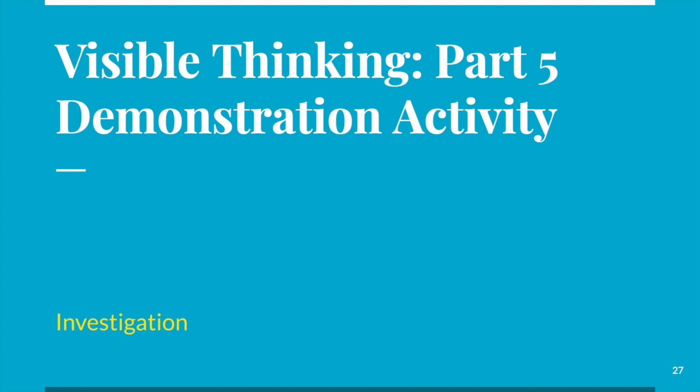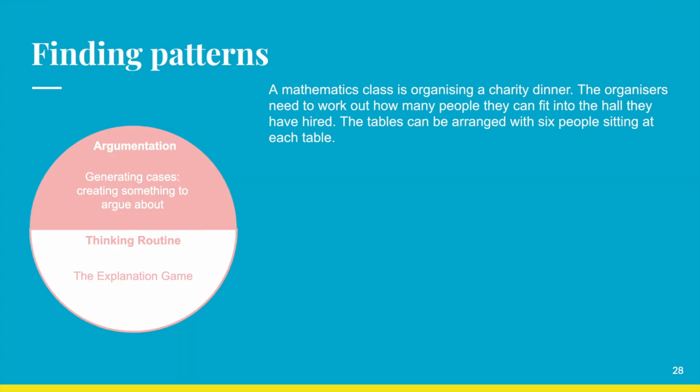In this demonstration, you'll be able to see how each question links to a mathematical argumentation step, as well as a particular visible thinking routine. Feel free to pause before the solutions are given out. So a mathematics class is organizing a charity dinner. The organizers need to work out how many people they can fit into the hall they have hired. The tables can be arranged with 6 people sitting at each table.